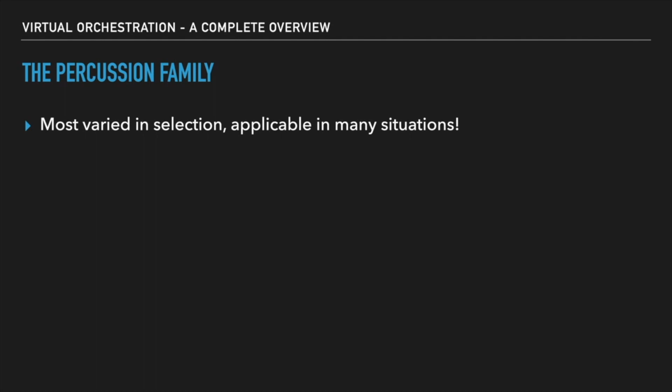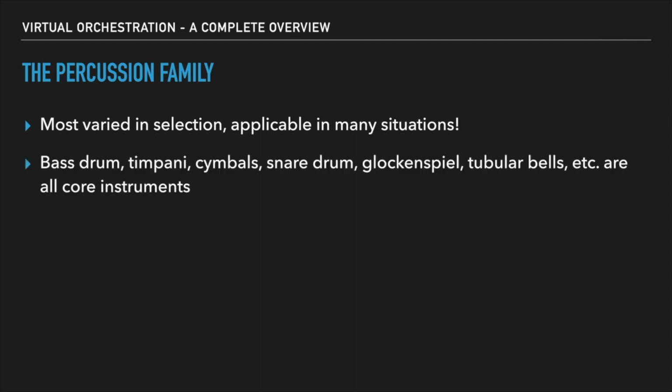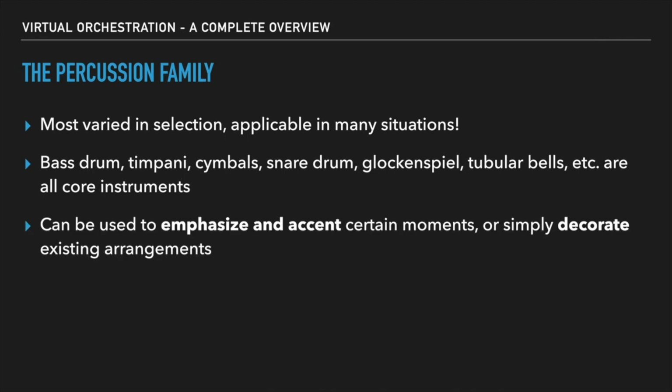So it's the most varied in selection, so many instruments in this family. And that, as a result, makes this section applicable to many situations. In terms of a core template or a core setup for percussion, typical instruments would include bass drum, timpani, cymbals, snare drum, glockenspiel, tubular bells. These are all very, very common in a symphony orchestra.